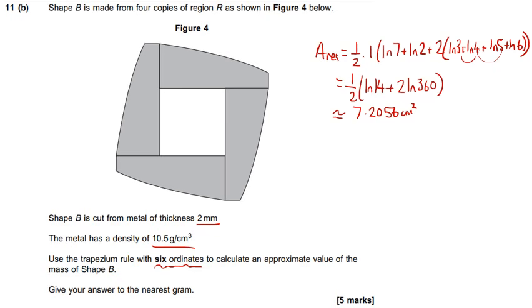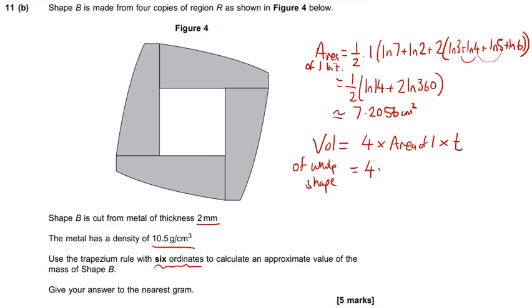Which is a bit better than before. So if we want to find the volume of this whole shape, this was the area of one bit, the volume of the whole shape is equal to 4 times the area of 1, and then multiplied also by the thickness. I'll call that T, the thickness. So we've got 4 times 7.2056, and the thickness is 2 millimeters, but we're working in centimeters, so that's 0.2 of a centimeter.